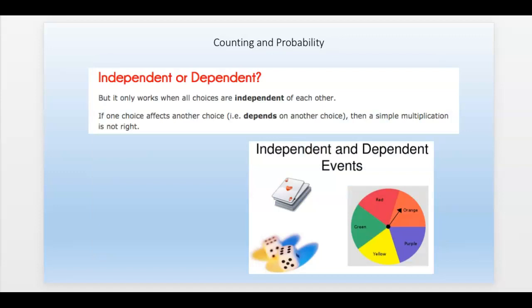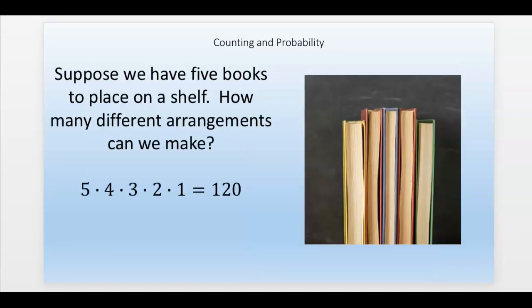But sometimes we have dependent events. When we choose cards from a deck and we don't put them back in, it becomes one less each time. As an example, the arrangement of books on a shelf. If there's 5 books on a shelf, we can arrange them 120 different ways, because I can put 5 in the first slot and 4 in the second slot, 3 in the third slot, 2 in the second to the last slot, and then 1 in the last slot.